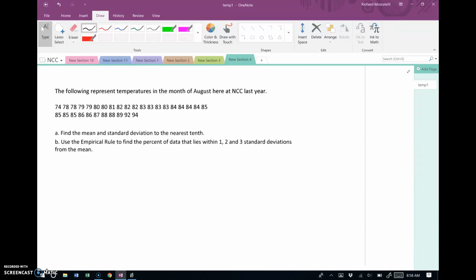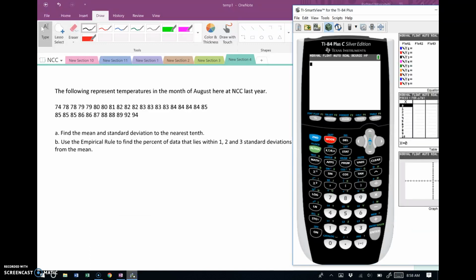It says letter A, find the mean and standard deviation to the nearest tenth. This was covered in a prior week. I've already put the data in my calculator, in list 2. If I go stat and choose option 1 for edit, there's the data in L2. In L1, I have the president data that we've been working with as well. To work part A, I'm going to crunch the one variable statistics on list number 2.